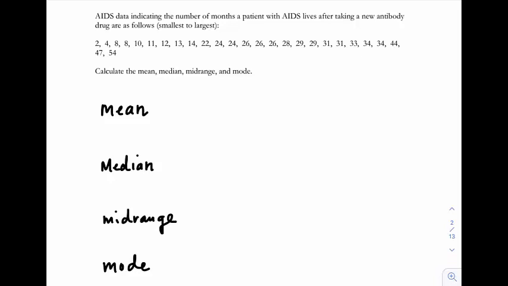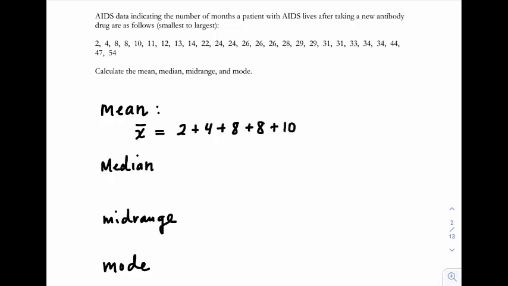So when we calculate the mean, the symbol is X bar, which represents the sample mean. We're going to add up all the numbers. That's the definition of the sample mean, just adding these all up.